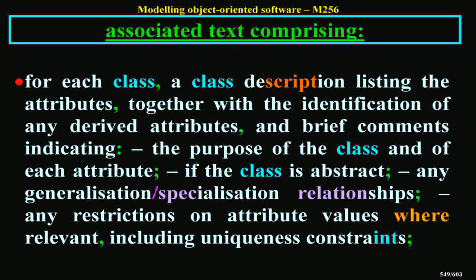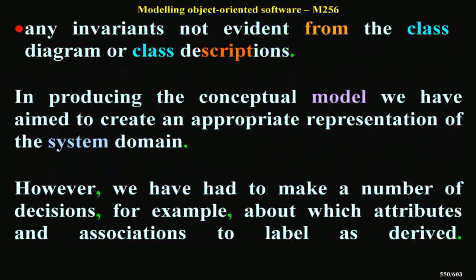class description listing the attributes, together with the identification of any derived attributes, and brief comments indicating the purpose of the class and of each attribute. If the class is abstract, any generalization, specialization relationships, any restrictions on attribute values where relevant, including uniqueness constraints, any invariance not evident from the class diagram or class descriptions.